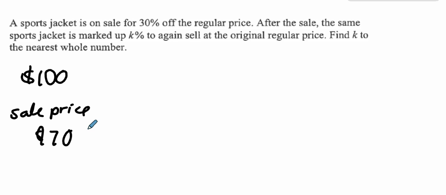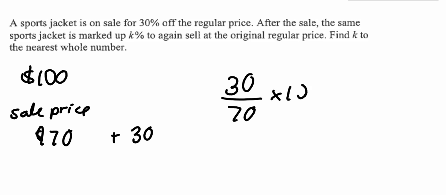Now what we need to figure out is what percent we need to add on to get back to 100. We know that we need to add $30 to get back to the original. So really what we have to be thinking about here is what is 30 out of 70 as a percent, right? That's really what we're doing, because now we're saying $30 added on to the 70. What would that be as a percent?